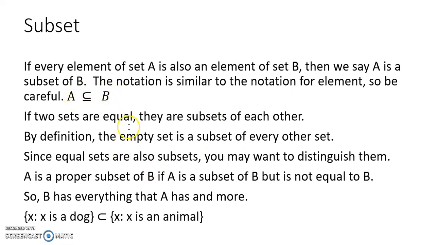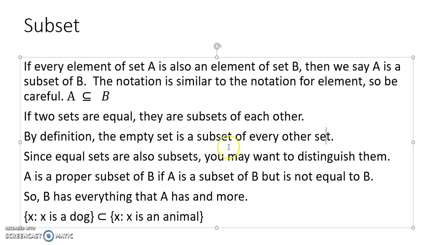And then we have to have this special little part of the definition for empty sets. Empty set is a subset of every other set you can possibly imagine. Okay, now, sometimes we distinguish between things that are subsets and things that are equal. So we have this term called proper subset. So it's a subset, but it's not equal. So B does have additional stuff.